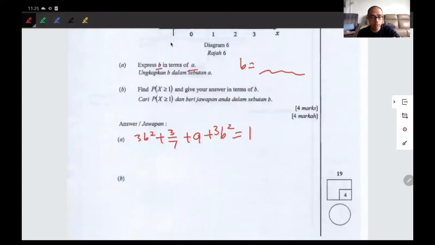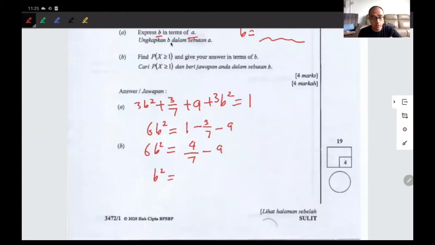So let's go to it. 3b squared plus 3b squared is 6b squared. I'm going to move everything over to the other side, but I don't need it on the left side. So it'll be 1 minus 3 over 7 minus A. So this will be 4 over 7 minus A, 6b squared. Then I will get b squared equals to 4 over 6 times 7, 42, minus A over 6.